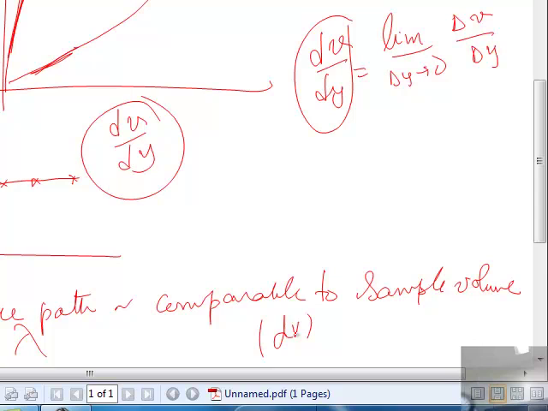Do you remember? No? Mean free path? In physical chemistry, you must have done this a long time ago. The distance that two molecules travel before they collide into each other. On the average, what is the distance two molecules travel before they collide into each other? That is the mean average free path. Average distance that it travels freely before it bumps into another molecule. Okay? That's what is called a mean free path.